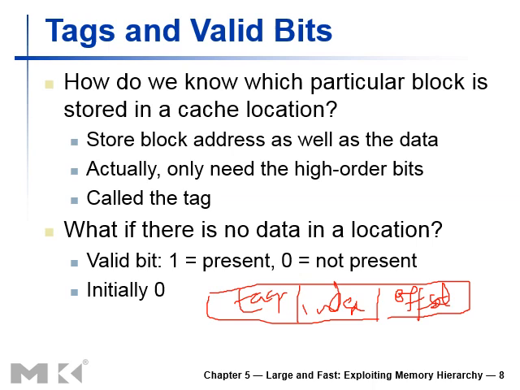So we store the block address as well as the data. We need the higher order bits, called the tag bits. We store the tag while storing the data of that particular block, and we also set a single bit that identifies in the cache whether the block is valid or not. So we've got a valid bit. If the valid bit is equal to 1, the block is present and valid, and if 0, the block is not present. Initially in the cache memory, all the locations have the valid bit equal to 0.